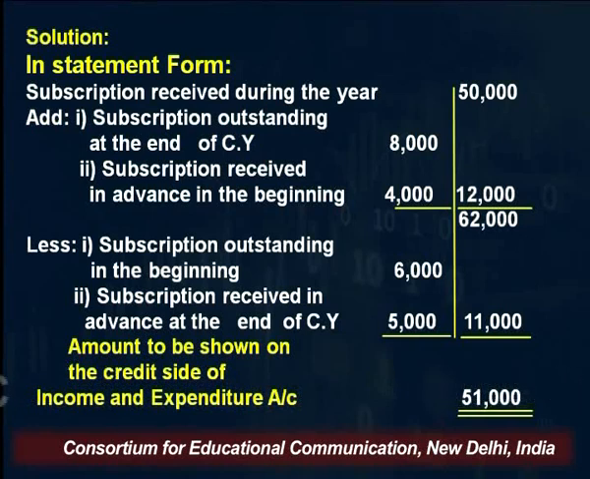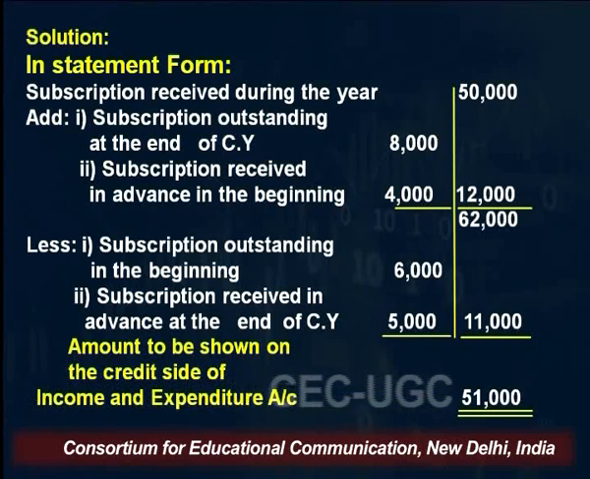And the subscription outstanding in the beginning, income outstanding in the beginning, this income is related with the previous year. Because of that reason, it is deducted. Why is it deducted? This income was related with the previous year. This was the income which was due for the previous year but received this year. So in 50,000, this 6,000 is included, but this income is not related to the current year, and because of that reason we have deducted this 6,000.